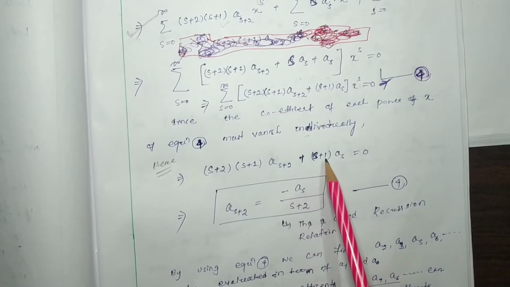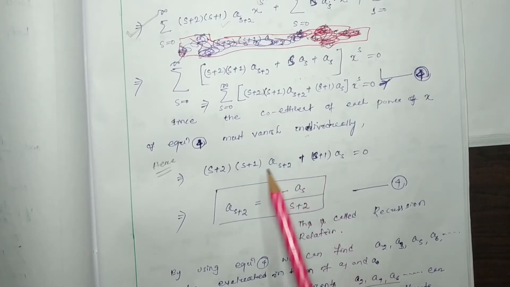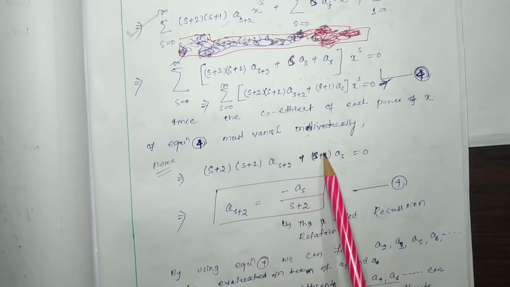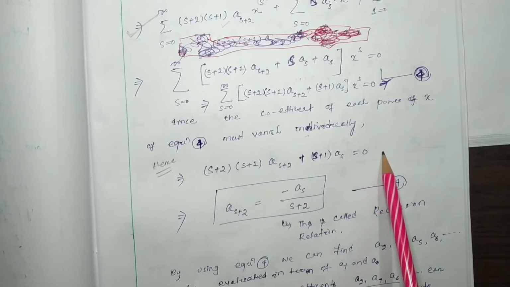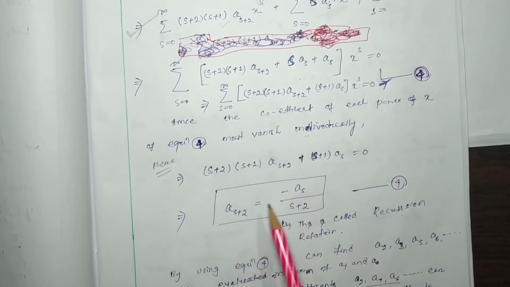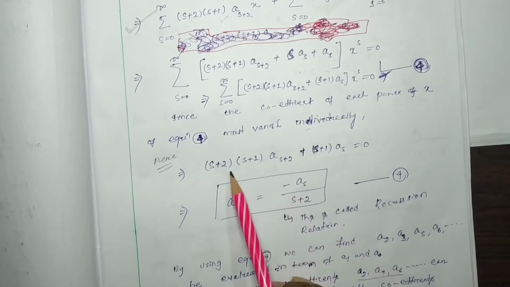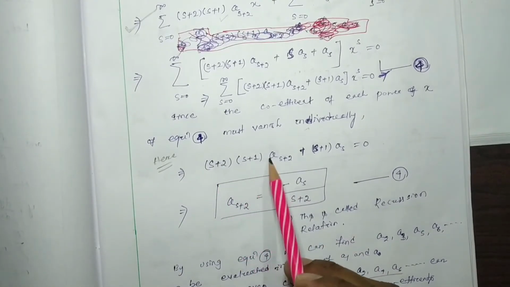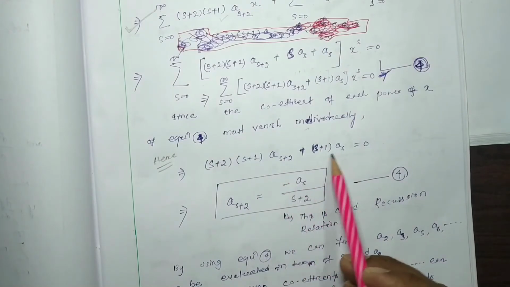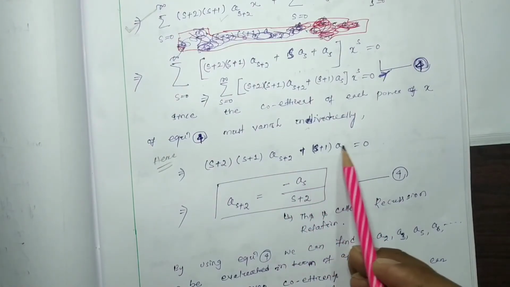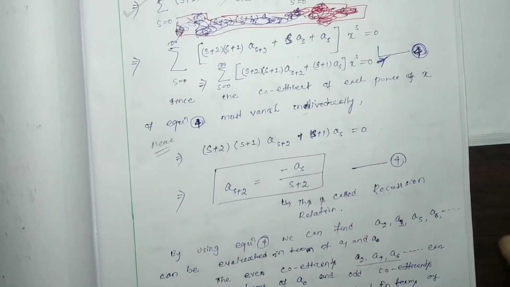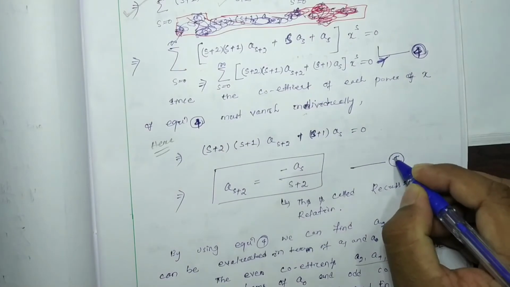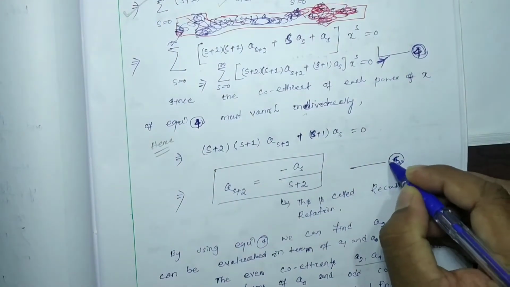Here you can take (s+1), both the terms are same, so it can be cancelled, or you can take common and divide this side. In this way you can write that (s+2)(s+1) a_{s+2} is equal to minus (s+1) a_s. So hence a_{s+2} equal to this much. This is somehow an easy step, no problem. So let this be equation number 5.